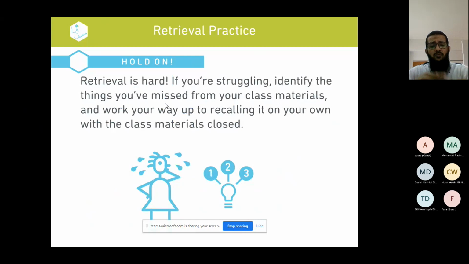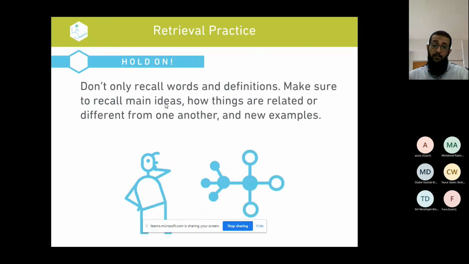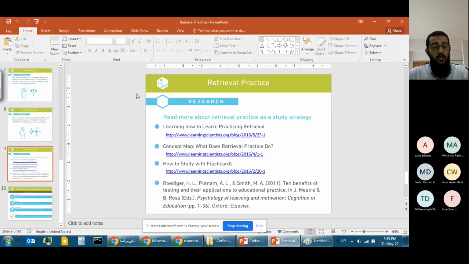Otherwise, if you just read and reread, you won't really know what you really learned and what you just see in front of your eyes without moving into long-term memory. So don't only recall words and definitions, make sure to also recall the ideas, meaning the understanding, not only memorization. So this is about retrieval practice.